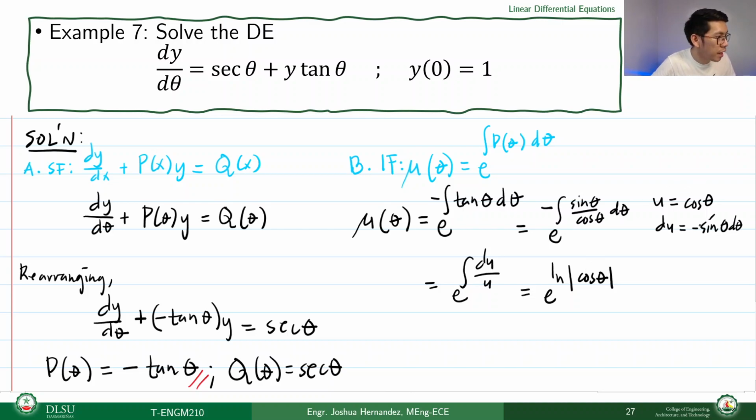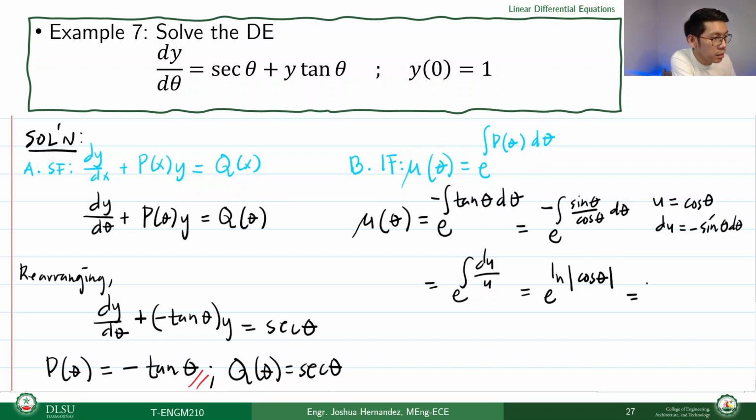I'm sorry, I made a mistake. I mixed up the derivative of cosine, the negative sign. But the integral is right, because we're doing differentiation here. Wait, let me check. Yes, it's correct. Cosine theta, because the derivative of cosine is negative sine theta. Yeah, so very elementary.